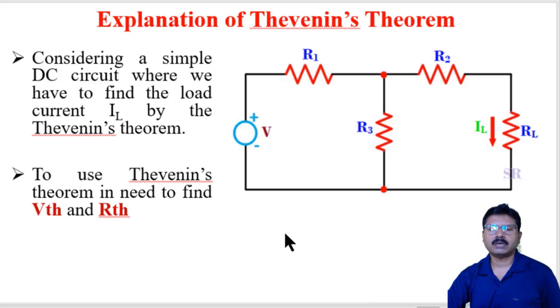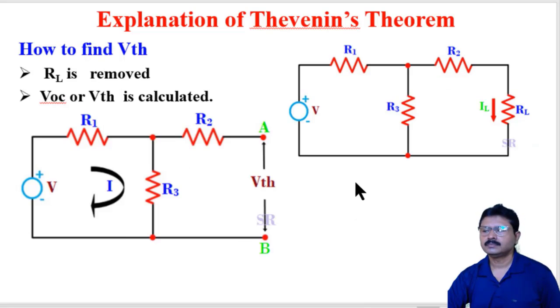Explanation of Thevenin's theorem. To explain Thevenin's theorem, I have taken this circuit. This is a very simple circuit, no doubt. First of all, we have to find VTH and RTH. This is the main circuit. So how to find VTH? To find VTH, what should we do? This is the load resistance. We will remove this RL.